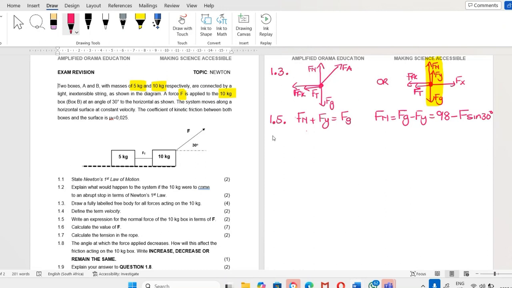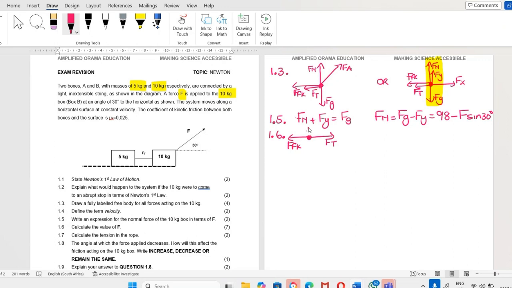Then in 1.6, we must calculate the value of F, for about 7 marks. What we're going to do is set up 2 equations. But maybe before we set up 2 equations, let's find the tension between the 2 boxes by particularly focusing on the 5 kg box. Now we know that there are 2 horizontal forces that are acting on the 5 kg box, and that is Ft and Ffk.